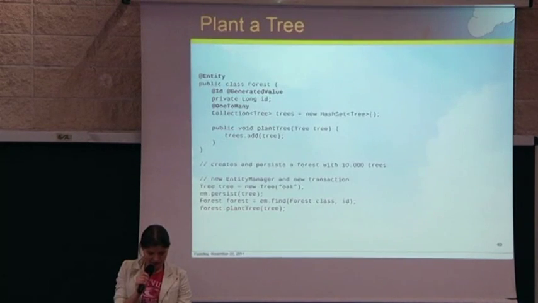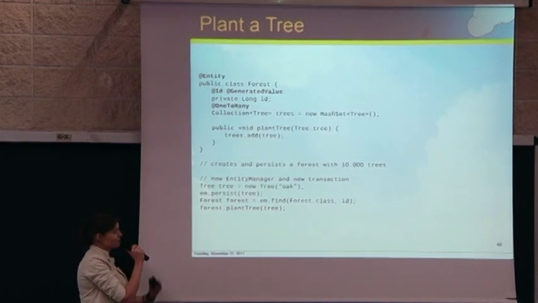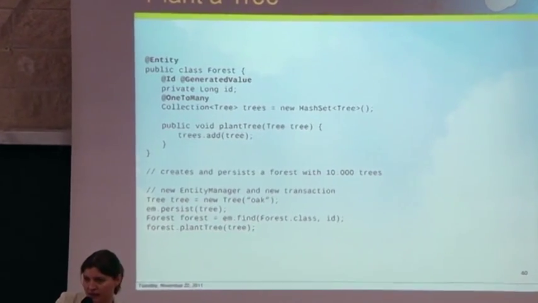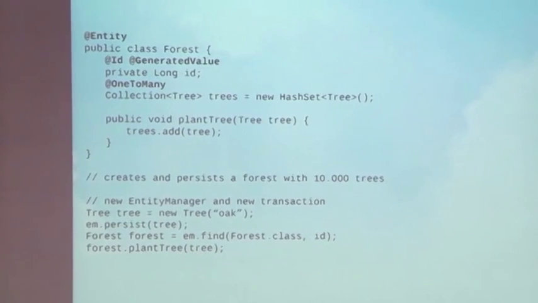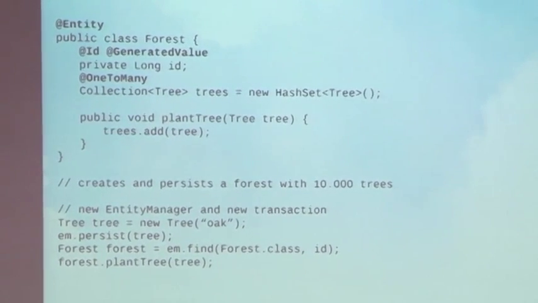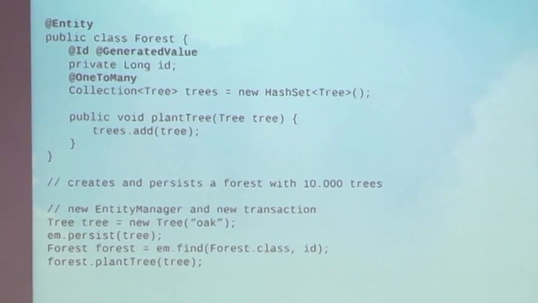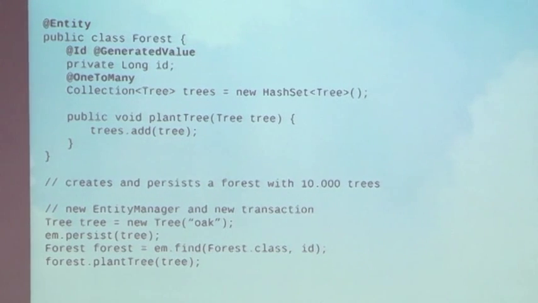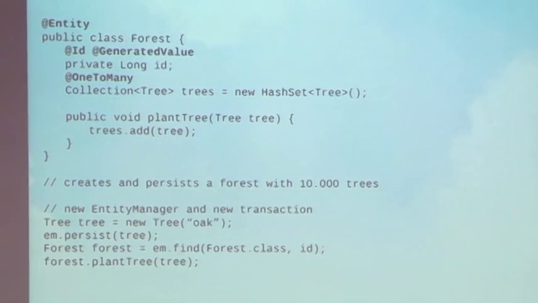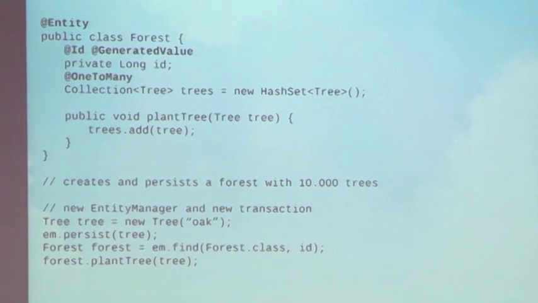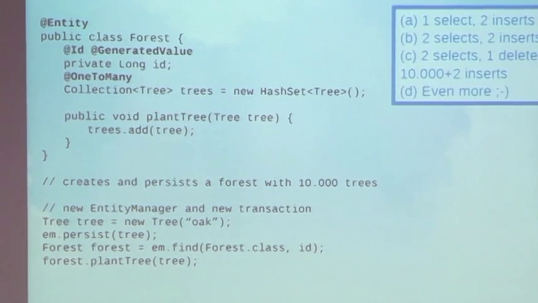Okay, the 4th puzzle, plant a tree. This is very simple. This is a basic one-to-many mapping with all the defaults, right? One forest with many trees in a collection. In the first transaction, we created a persistent forest with 10,000 trees. And in the second transaction, we want to plant a new tree. How many queries in the second transaction?